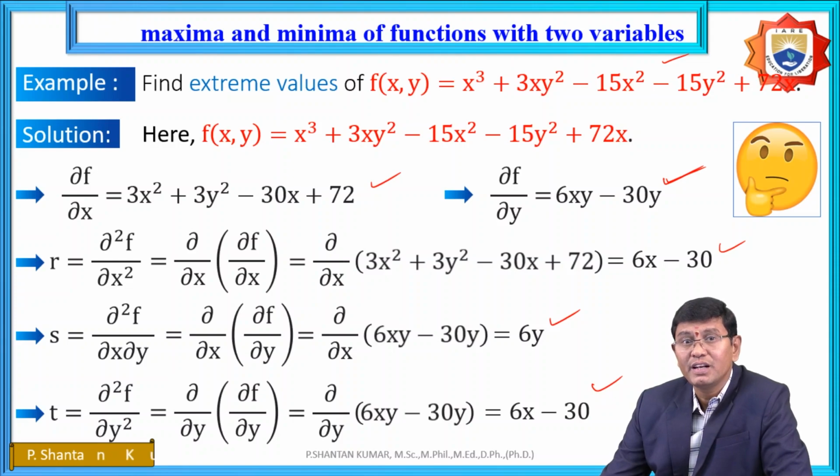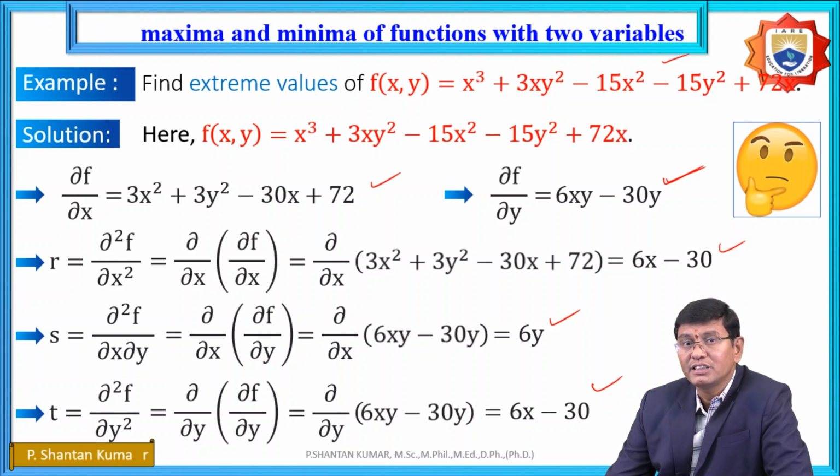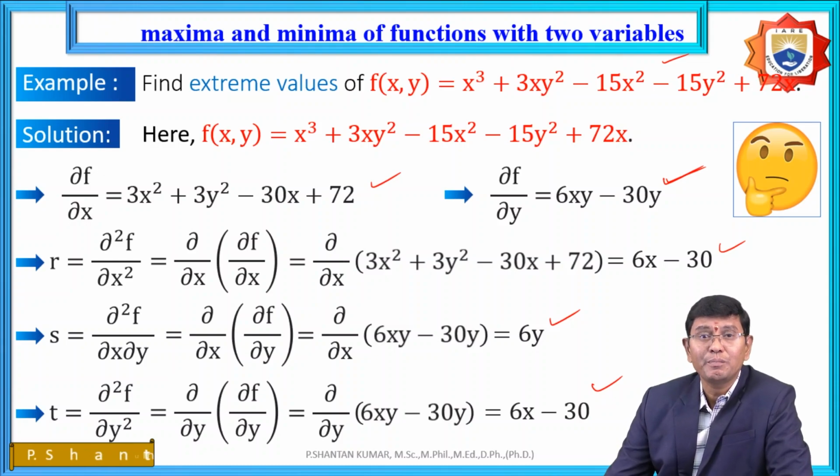And further, we need to find the stationary points. As we know how to find the stationary point, according to the first condition, all the values p, q, r, s, t are completed. That means the first order and second order derivatives are done. Further, we need to find the stationary points. The stationary points are calculated by equating p and q equal to 0.